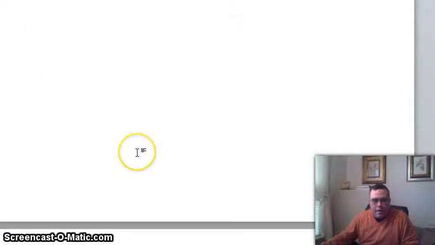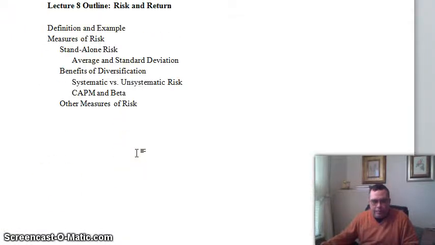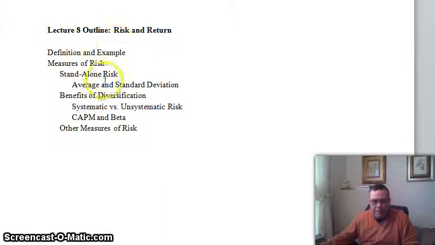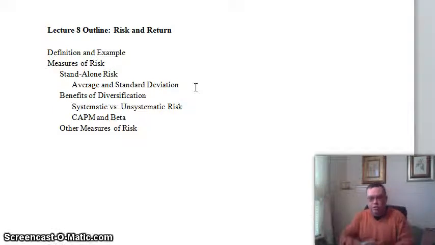Alright, if I go back to my outline here, we've done the definition and the example, and we've looked at measures of risk. We haven't really looked at yet, but we have, because we saw an average and a standard deviation. That's called a measure of standalone risk. A single investment, if we want to measure its risk and return, we can measure its return by its average returns, and we can measure its risk by its standard deviation. That tells you the spread of its returns. You can get more complicated than that if you want.